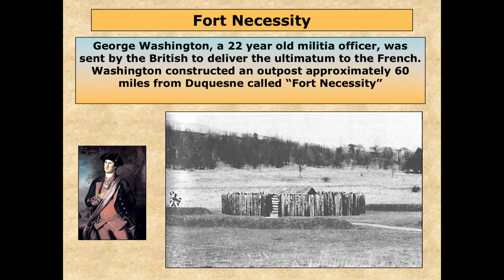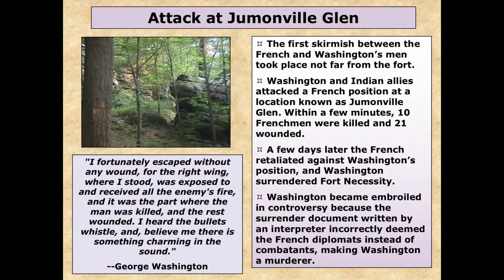Is the British fort. Now, George Washington ends up coming across the French on Jumonville Glen, and what we see here is Washington and his native allies, which in this instance, the Iroquois, would align with the British during the French and Indian War. They're going to attack the French here. And within a couple minutes, we already have 10 Frenchmen dead, 21 wounded, and the French aren't really going to like this. So a few days later, they're going to attack Washington, and he's going to have to surrender Fort Necessity.